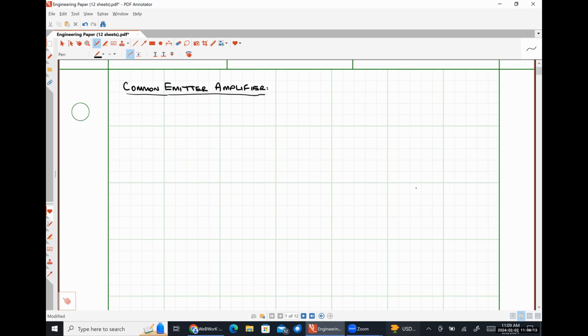So the common emitter amplifier realized with an NPN BJT is going to look something like this. Up here on top, we have our supply rail VDD, nope, VCC, because this is a BJT device, sorry. This will be our collector resistance. This is our emitter resistance.